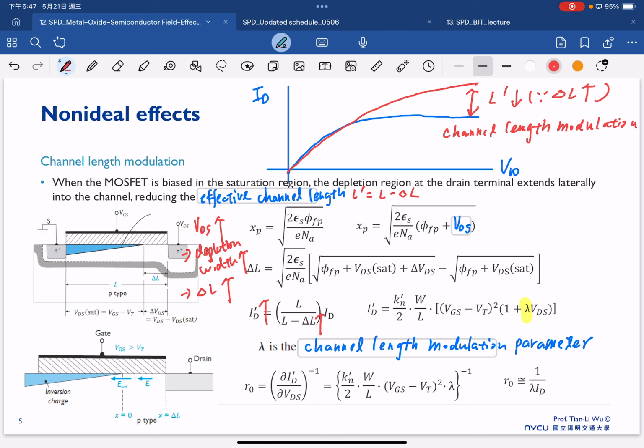So this is channel length modulation here. In the end, it's not that difficult. Actually, it's not a very complicated issue. It's just that as long as we increase the drain bias, our effective channel length reduces, and in the end, our current is increased.